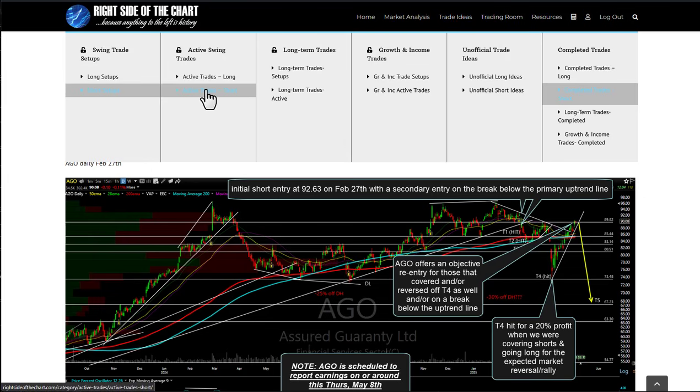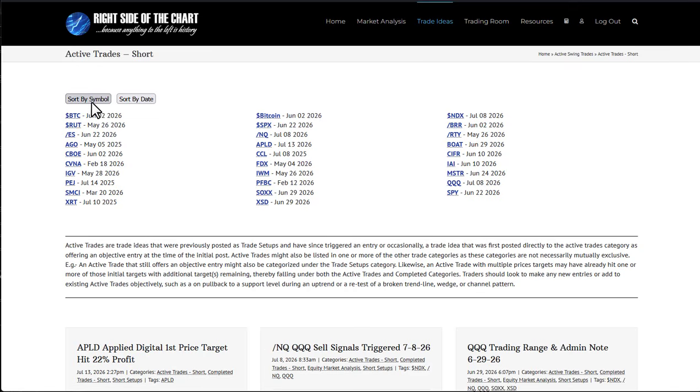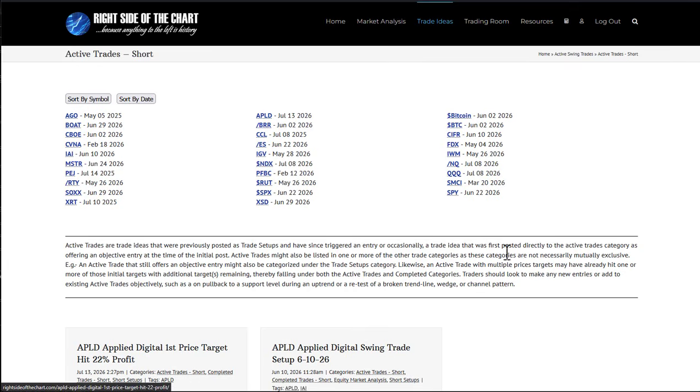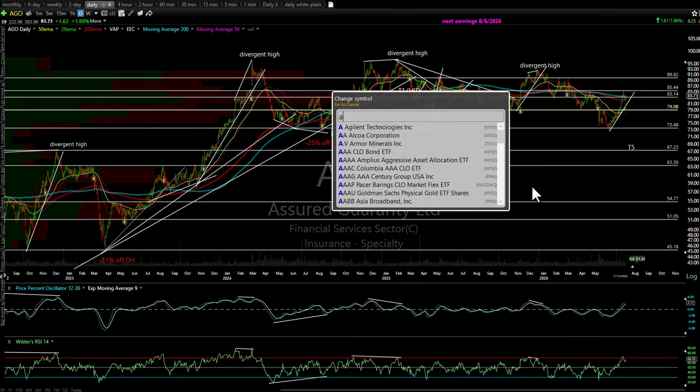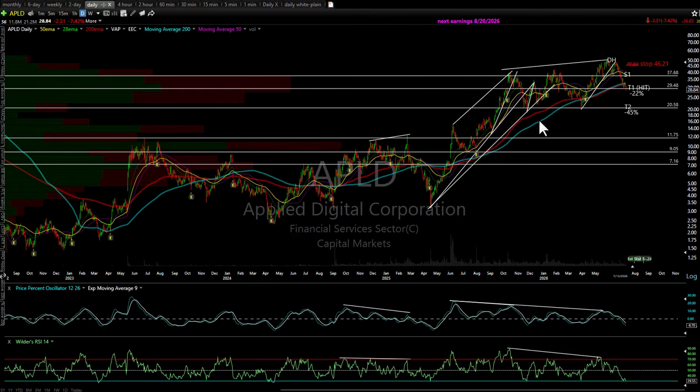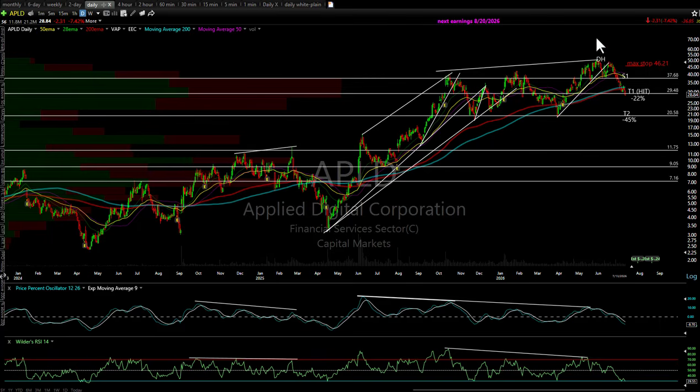Active trade short. By symbol APLD. Well, I just updated that one today for you, so we'll go look at the chart. I think this one has a good chance of hitting the final target. But this was T1. And that's where we closed today, right about on it. And so that's it. Shorted it there.